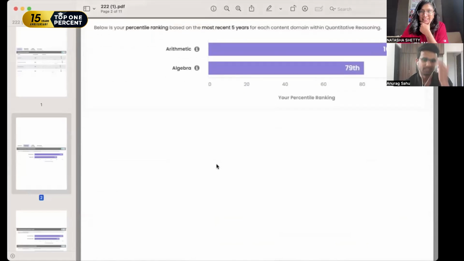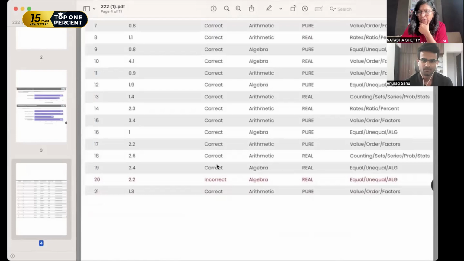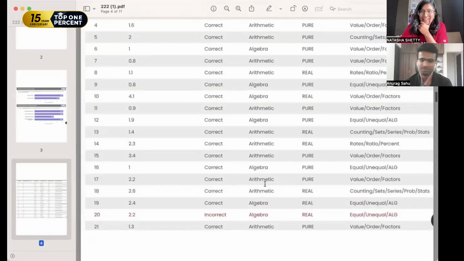So very interesting that you got only one wrong in quant, and that was the 20th question, which was an algebra question, and that caused the percentile to drop. Yes, it was a remainder question. I remember the question exactly right now. It was a three-equation remainder question. So yeah, it was taking too much time for me. And at one point I was confused between two answers, so I just went with one.